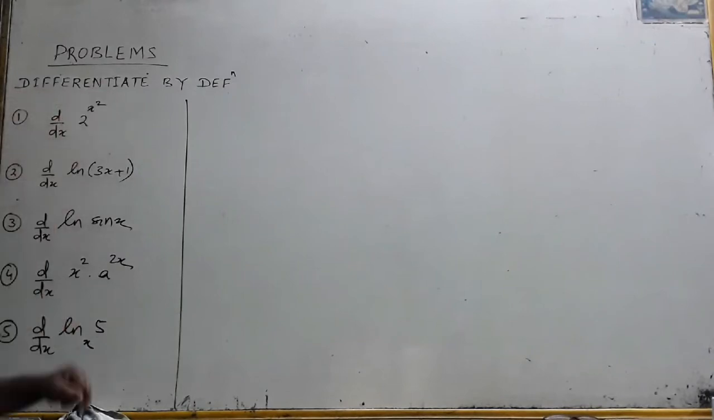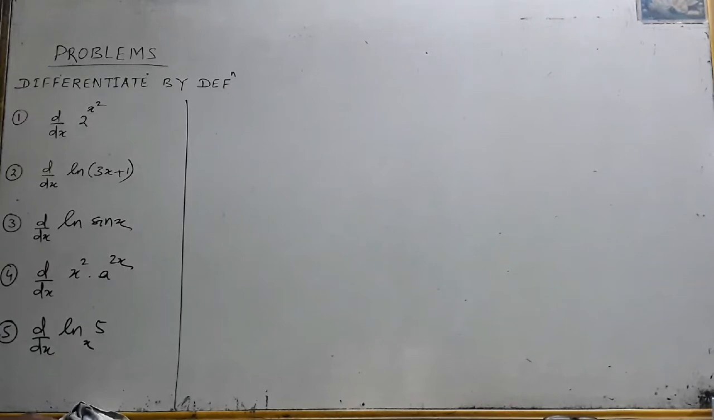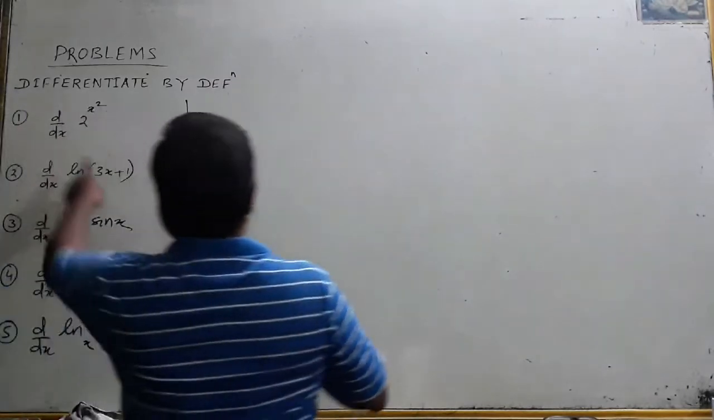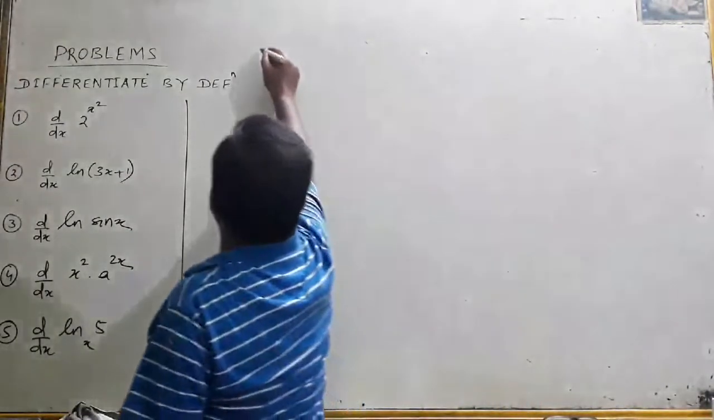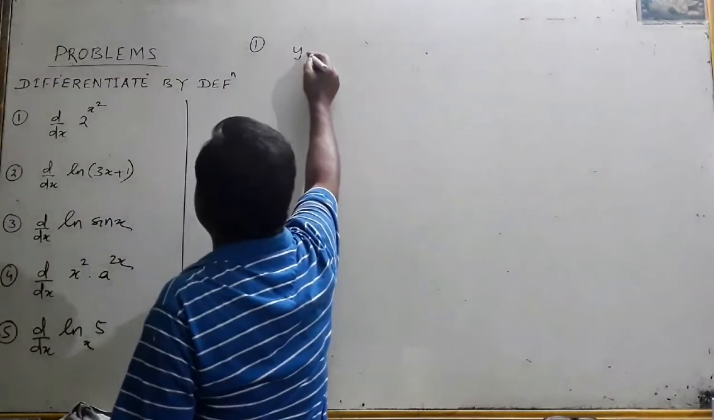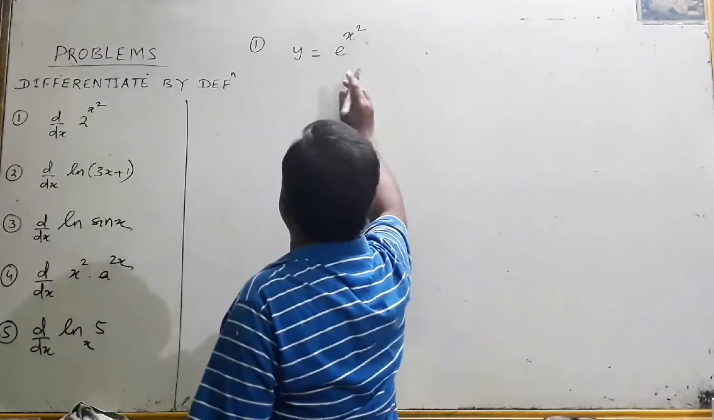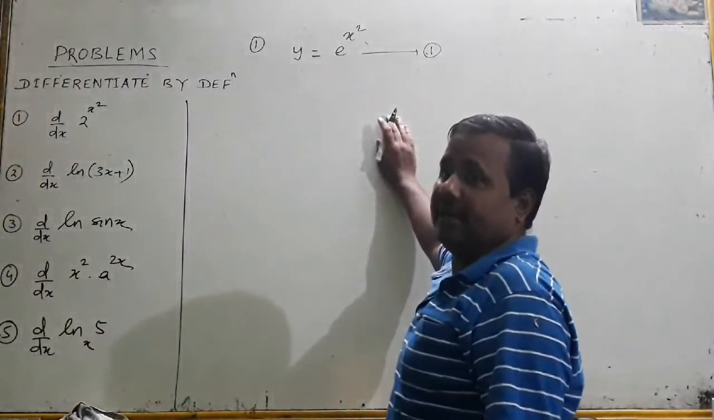Now the problems, and those problems are differentiation by definition. So I have given 5 problems and I will do them in a different manner. It may be lengthy, but in the exam it is very easy to solve. Suppose d by dx of e to the power x square. You have to put first, let y is equal to e to the power x square. It is a function of a function, and we have to find dy by dx by definition.